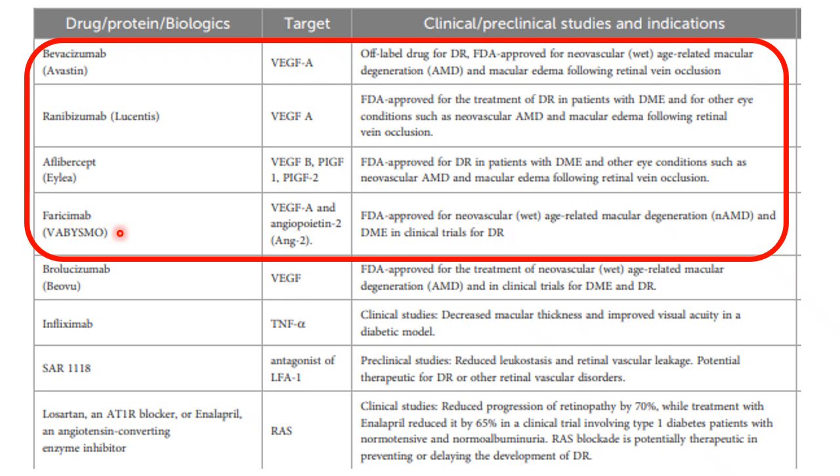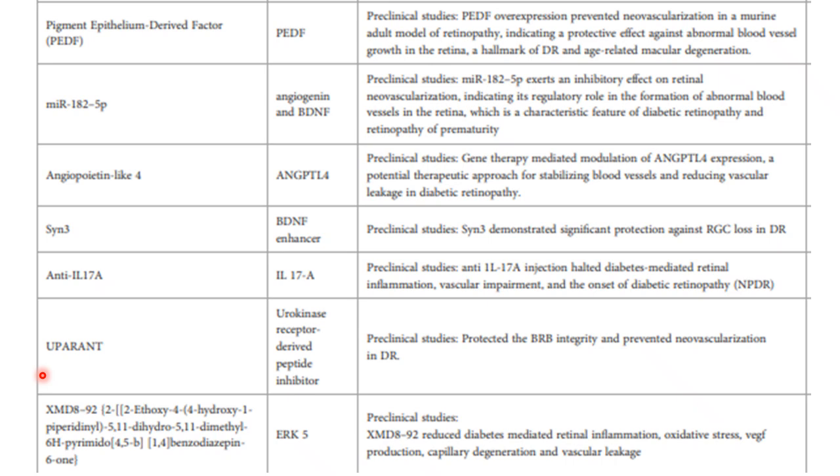What is unique about faricimab is that it binds angiopoietin 2 also. Remember aflibercept, what is unique? It binds all isoforms: VEGF A, B, PIGF. And faricimab binds VEGF A and angiopoietin 2. So approved for DME. You have to remember these four. And brolucizumab is still in clinical trials for DME as well as DR. Then there are several others. There is infliximab, also in clinical studies. Most of these other agents are in clinical studies only. This is just for your information.